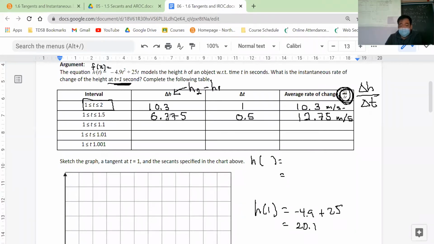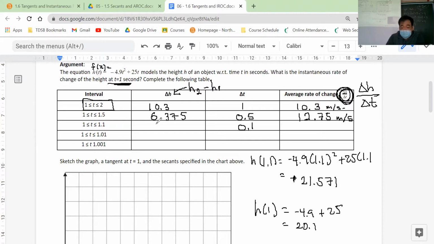So the interval between 1 second and 1.1 second is 0.1. So what is the height at 1.1 second? That is negative 4.9 times 1.1 squared plus 25 times 1.1. That is positive 21.571. Confirmation? You got it?